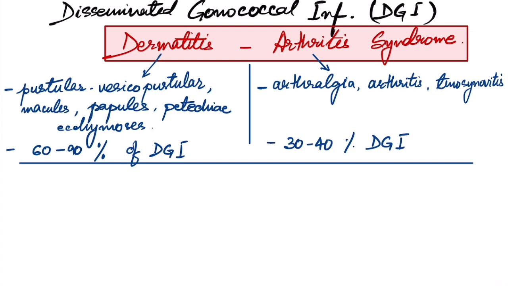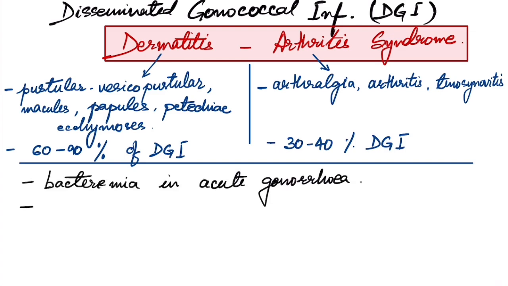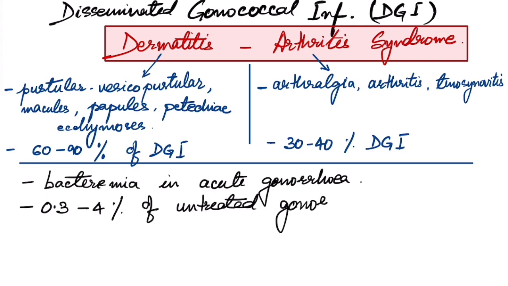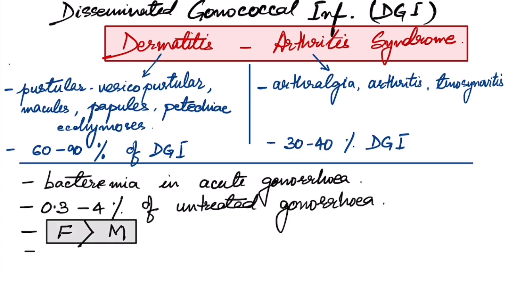Sometimes the triad of dermatitis arthritis syndrome is asked, and the triad will include dermatitis, arthritis and tenosynovitis. So this will be the triad. As already mentioned, the cause of DGI is bacteremia in acute gonorrhea. It is seen in 0.3 to 4% of untreated gonorrhea, and it is more common in females. Gonorrhea as such is more common in males, but DGI is more common in females.